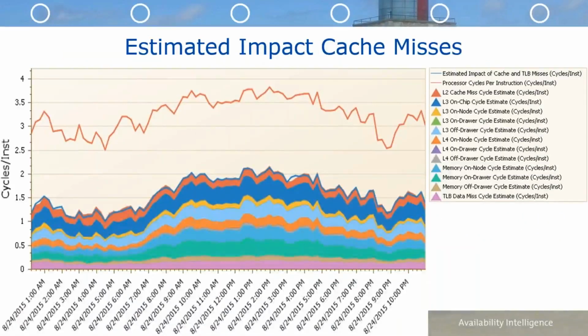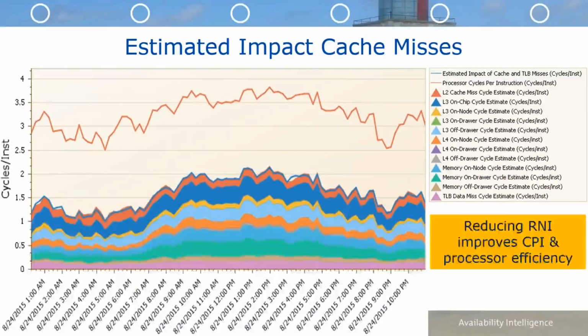This IntelliMagic Vision chart apportions those waiting cycles of estimated finite CPI across all the elements of the cache hierarchy and estimates the relative contributions of each to CPI. So we'll talk more about the specific elements of the cache hierarchy in a bit. But since almost all of these components of cache misses are part of the shared cache hierarchy and thus incorporated into the RNI metric, reducing RNI means reducing these unproductive cycles spent waiting for data to be staged from processor cache and memory, improving CPI and thus processor efficiency.